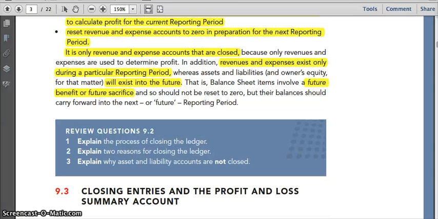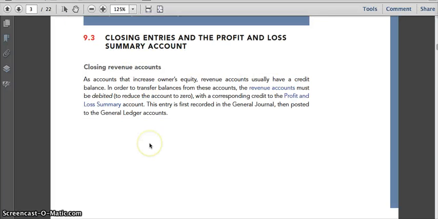Okay, so if we can knock over review questions 9.2, and then we'll move on to the actual process of closing entries and putting them into the profit and loss summary account. Now we're going to have a look at the process of actually closing the revenue and expense accounts and putting them to the profit and loss summary account.